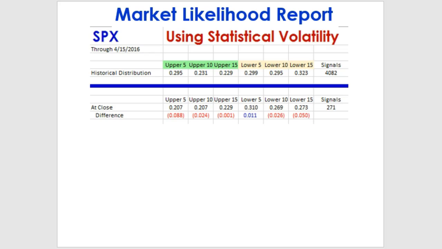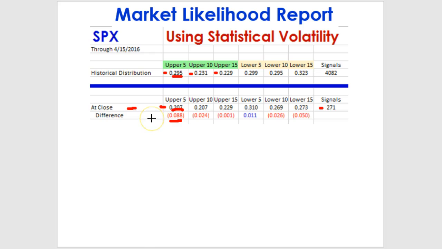Statistical volatility, creating the bands. You saw the historical distribution up here. Let me get my little arrow. Check it out. The upper bands were struck historically that often. Now look at this. After our scenario is set up at the close, the upper band in this specific technical setup over the course of 271 signals was only struck 20.7% of the time, which is a lot less than 29.5. That difference is almost 9%.